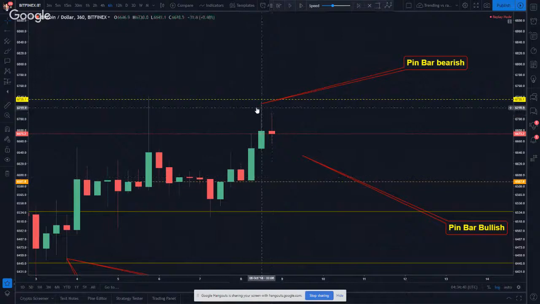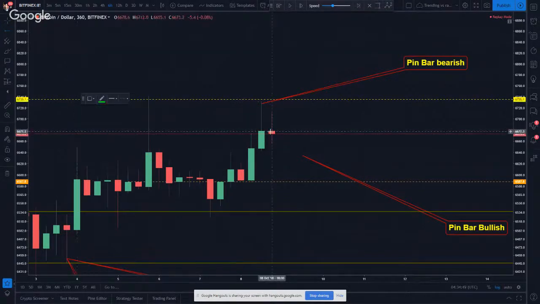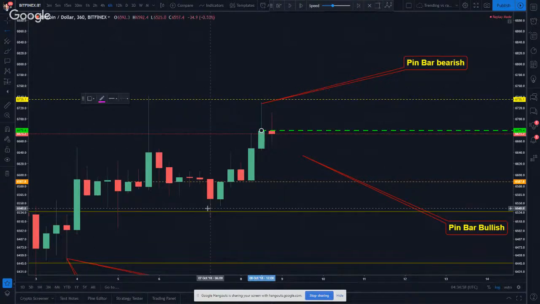Okay, where do we place our stop loss at this? So let's place our market sell right like so. Market close. Very good, Simmons. Where do we place our stop loss on this pin bar?